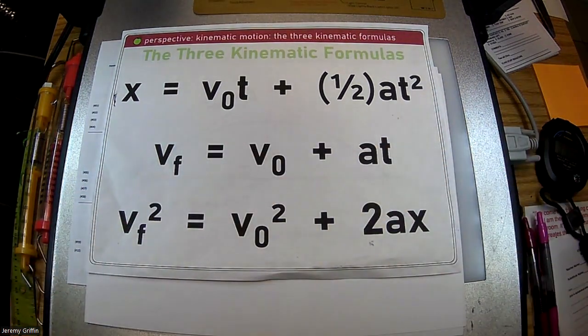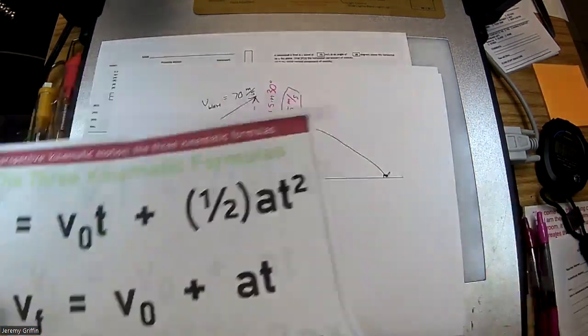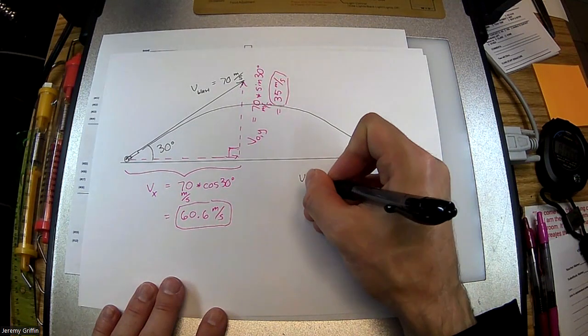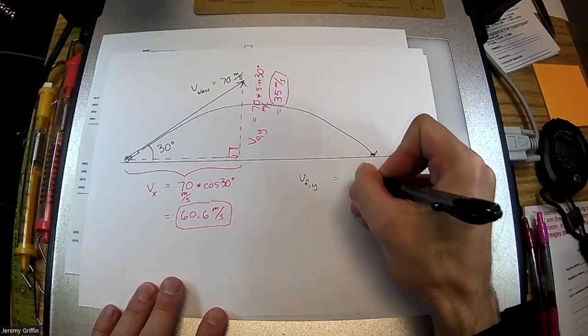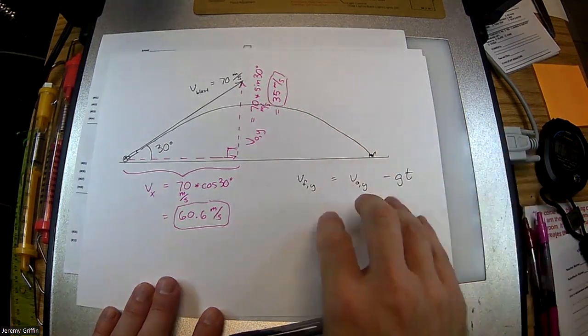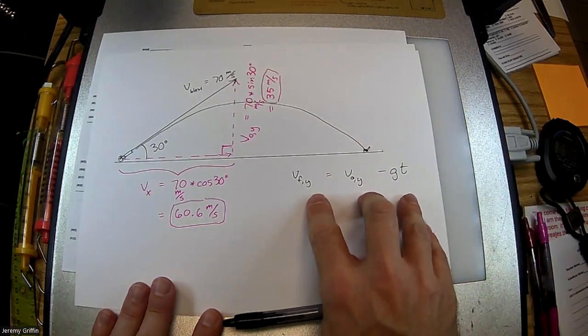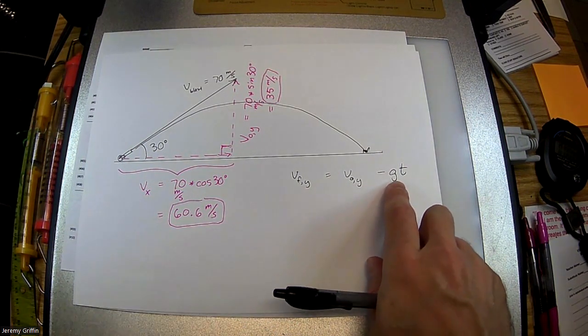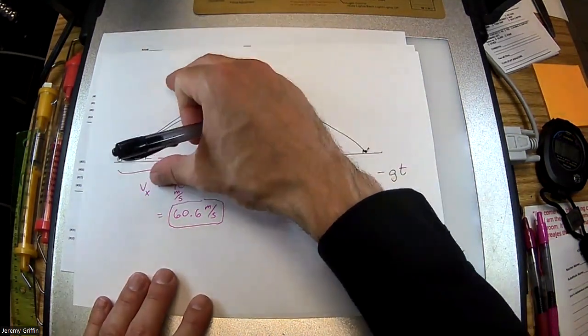Again, this is not the only way to solve this problem. This is one way to do it, so I just picked one and ran with it. So I'll say v final in the y direction equals v initial in the y direction minus g times t. Kind of modified that a little bit. Like I said, it looks like I'm calling up positive and down negative. That's why I'm subtracting, because you guys know it's going to be slowing down on the way up.